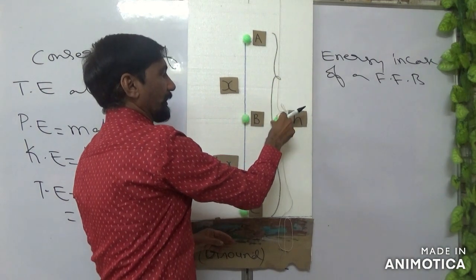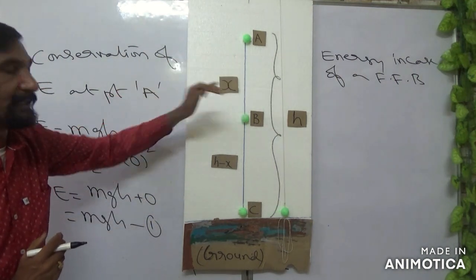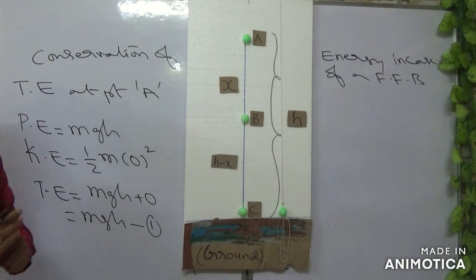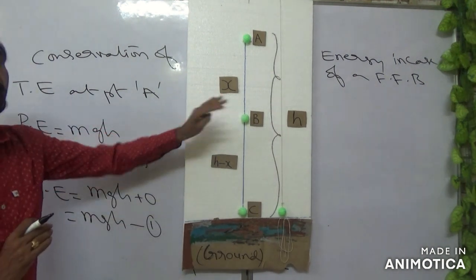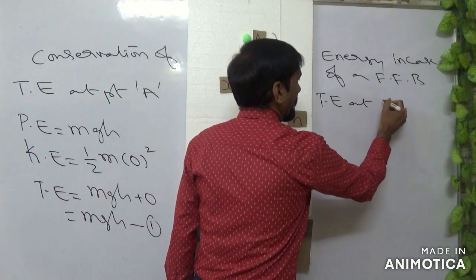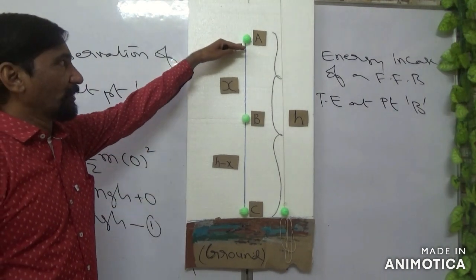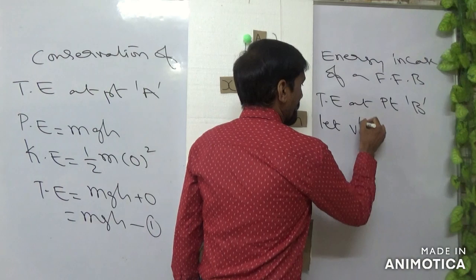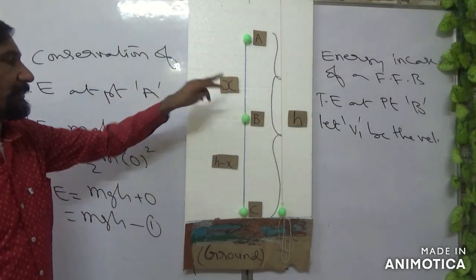When the body is allowed to fall, in this way it is falling now. Say it is at point B. Whenever it is at point B, it will gain some velocity because it is moving towards the ground, and also travel a certain distance, say x. Now at point B also you want to calculate the total energy. Starting velocity is 0. Velocity at this point, for our convenience, let V1 be the velocity, and displacement x.